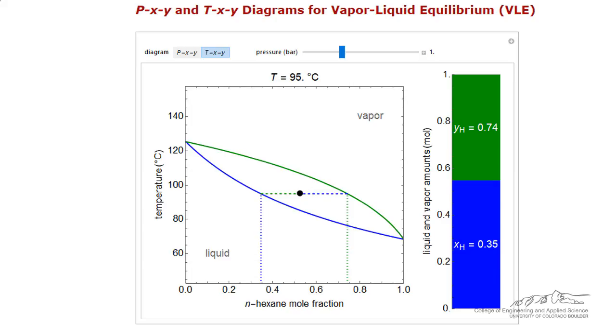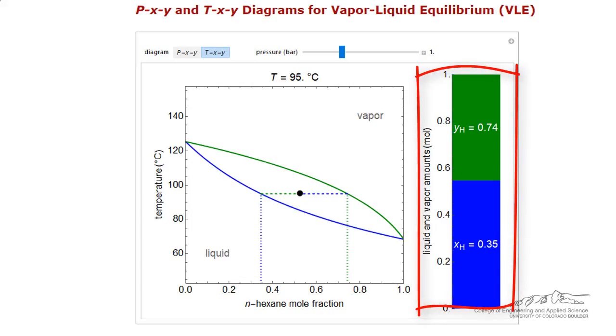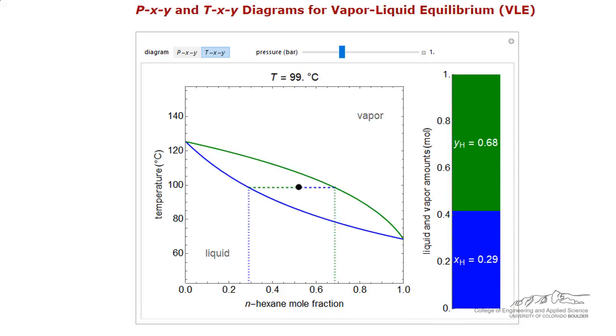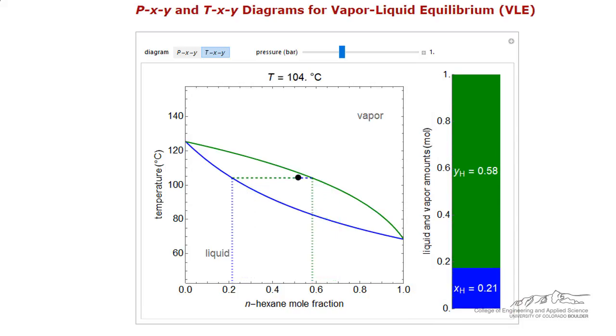Note that the relative amounts of liquid and vapor change as the temperature is increased. This is represented visually by the bar chart on the right of the screen. When the dot hits the top curve, this corresponds to the dew point. The bar at the right of the screen is completely green, indicating the mixture is all vapor. Further increases in temperature will result in the mixture being a superheated vapor.